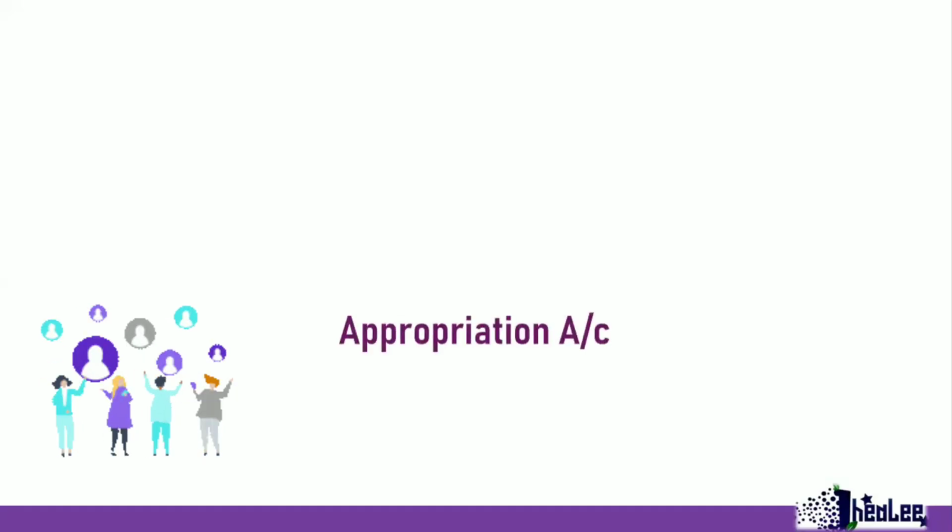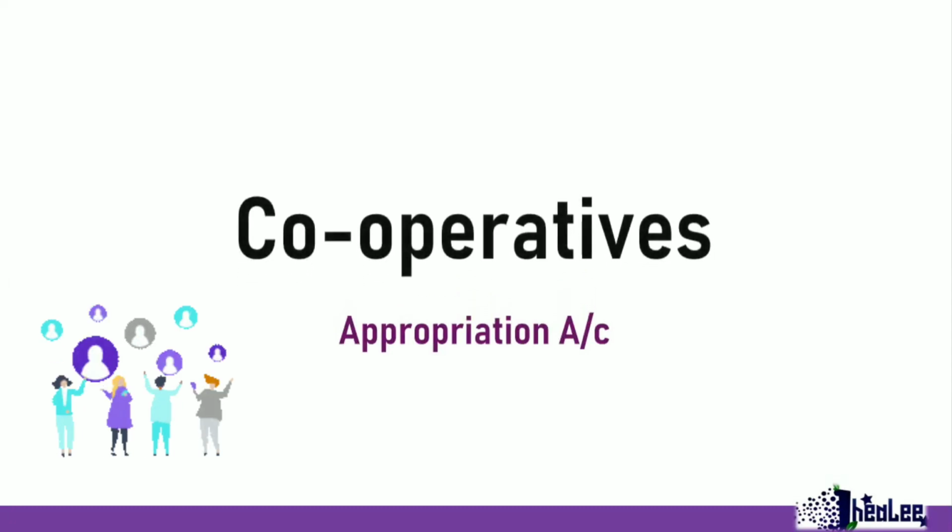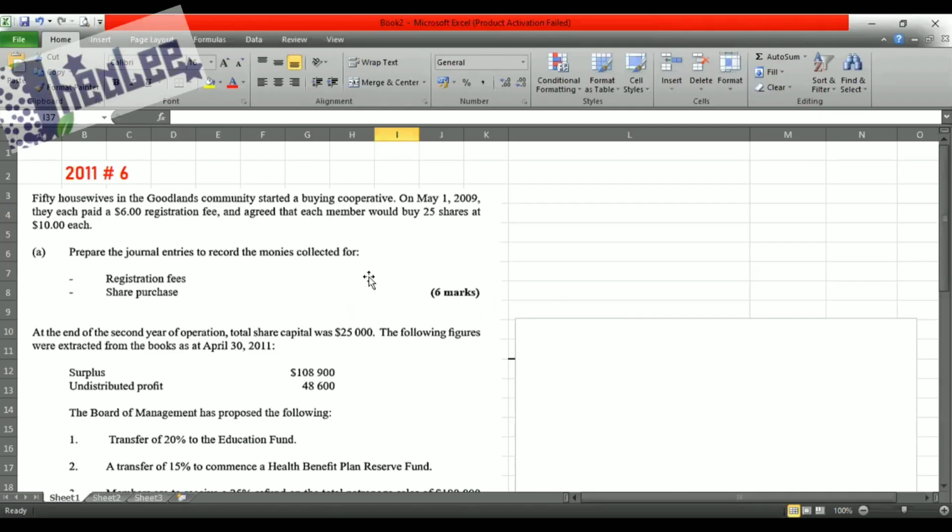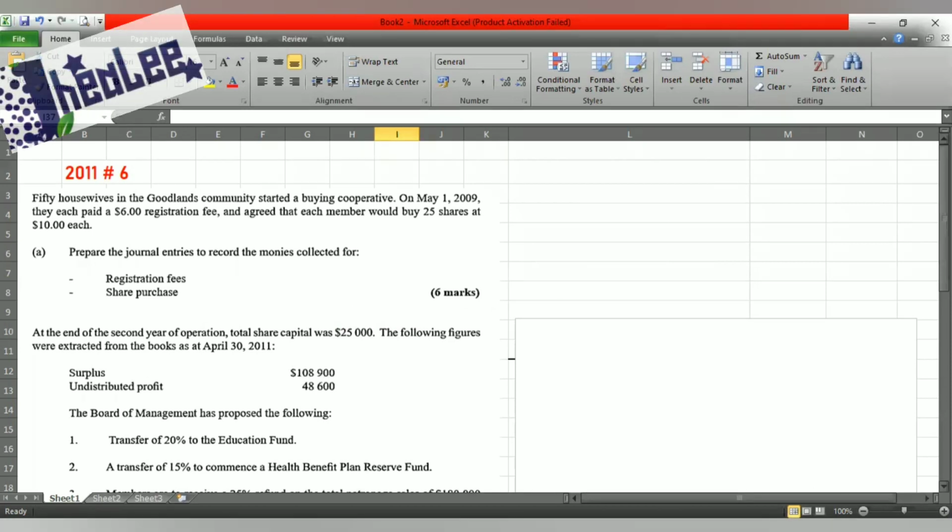Welcome again, guys, as we take a look at the preparation of an appropriation account for a cooperatives business. I'll be using 2011 number 6, so that's CSEC 2011 number 6. Part A of this question was done in a previous lesson. You can see the link in the description below. We're going to look at part B.